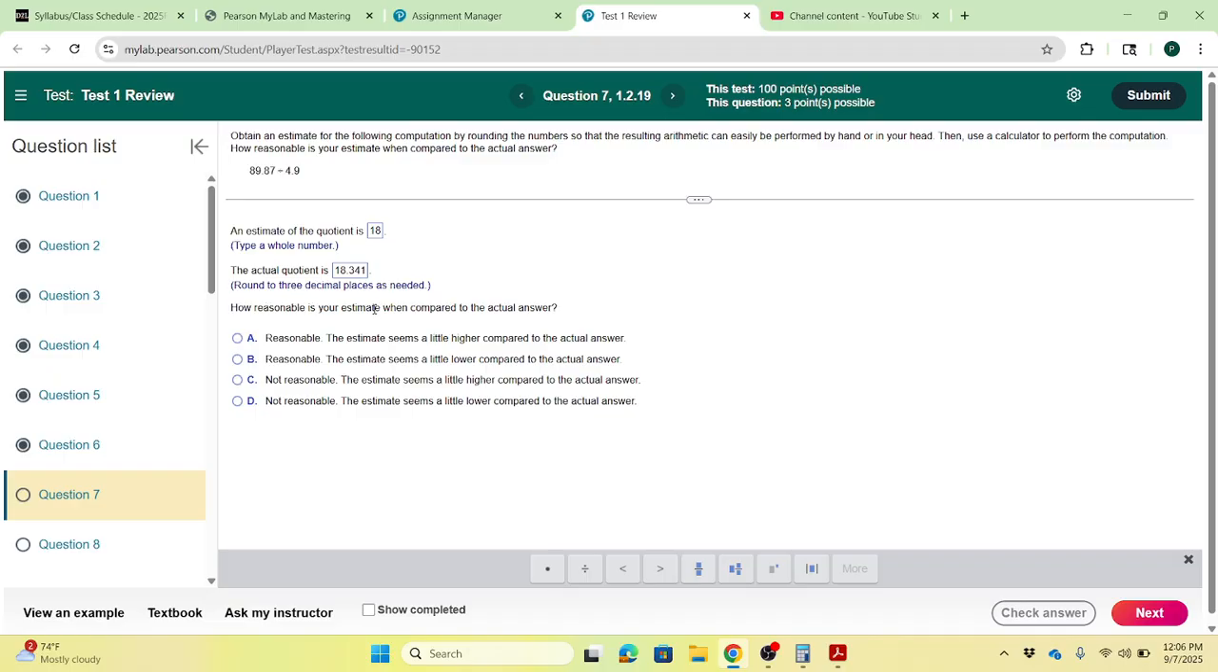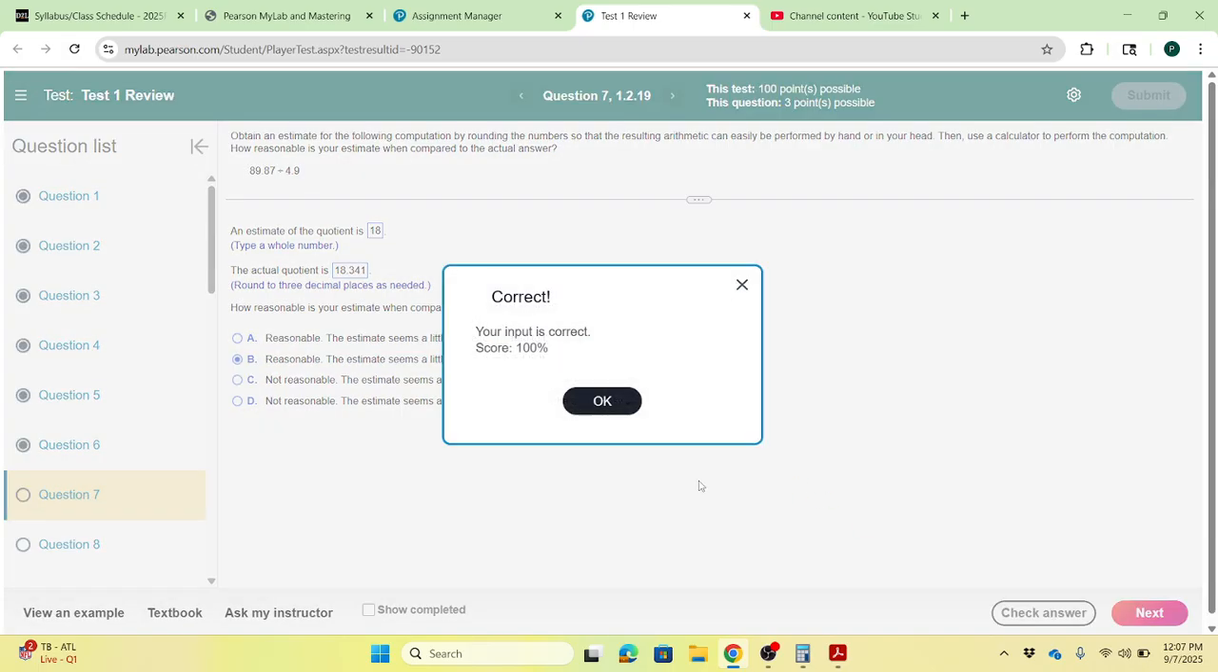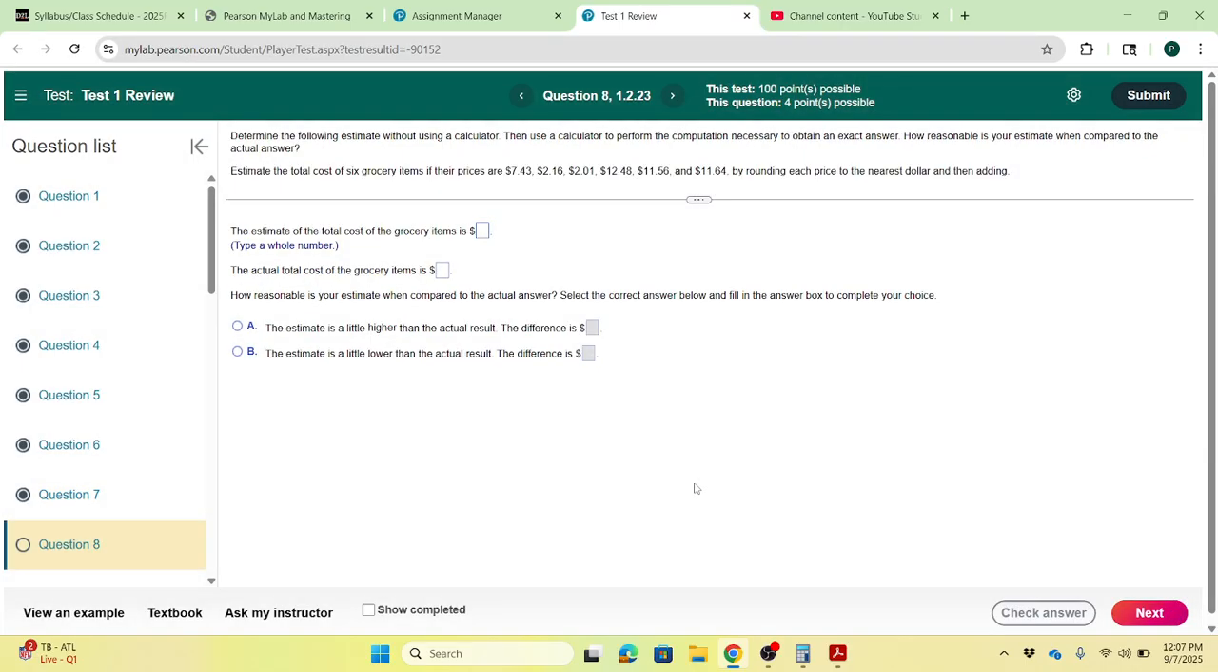How reasonable is your estimation? Okay, it's reasonable. The estimate seems a little lower compared to the actual number. It's a little lower, but it's reasonable. Okay, let's go to the next problem.